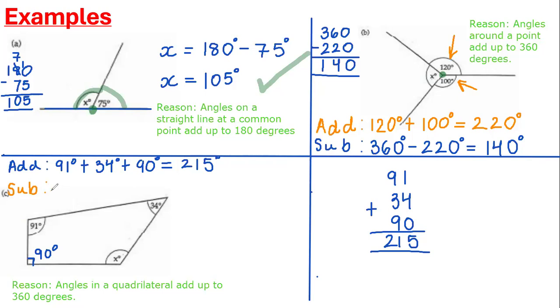Very good. But why 360? Because all angles in a quadrilateral add up to 360. Very good. Angles in a quadrilateral add up to 360.